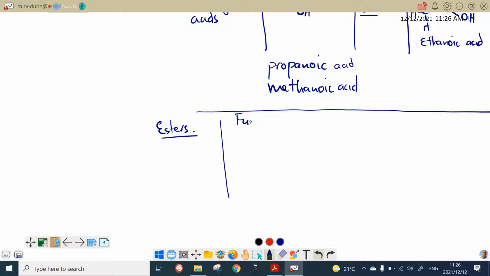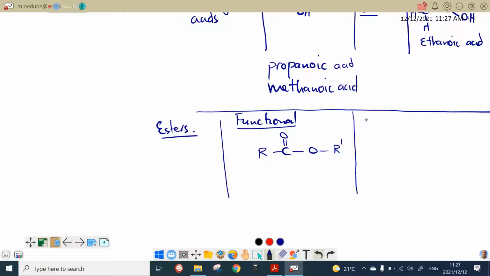So the functional group that you're going to get is a carbon with an O, and then you've got an O in the middle, and then you've got a chain, and on the other side you've got another chain. So this here is the ester link. Very important that you pick it up and that you're able to recognize it.